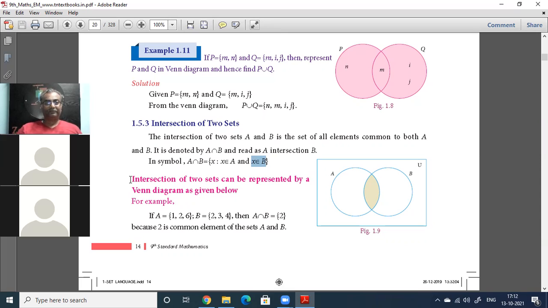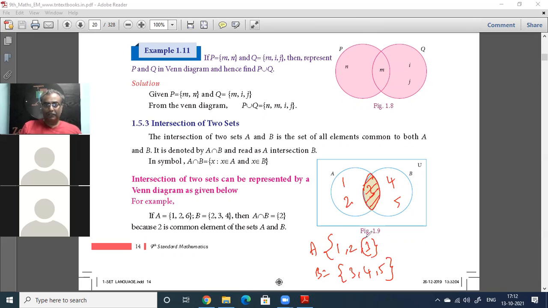Intersection of two sets can be represented by a Venn diagram as given below. So that common area only is intersection. If 3 is common to both, set A is 1, 2, 3 and set B is 3, 4, 5, then 3 is an element found in both sets. Therefore, mathematically, you write it as A intersection B equal to 3. Venn diagram wise, you draw it like that.